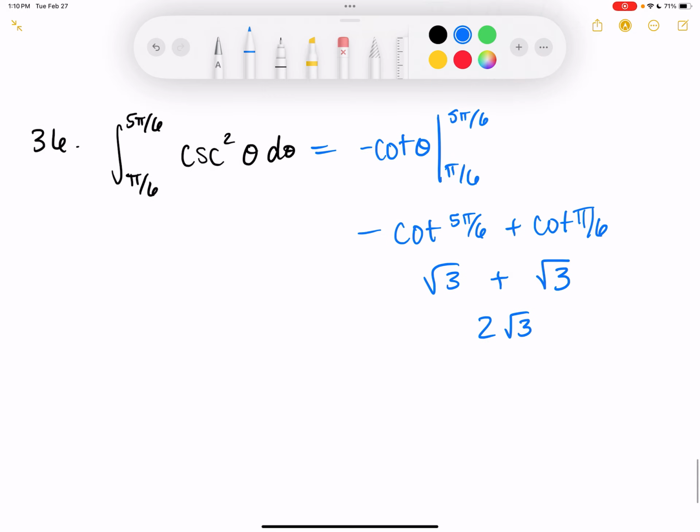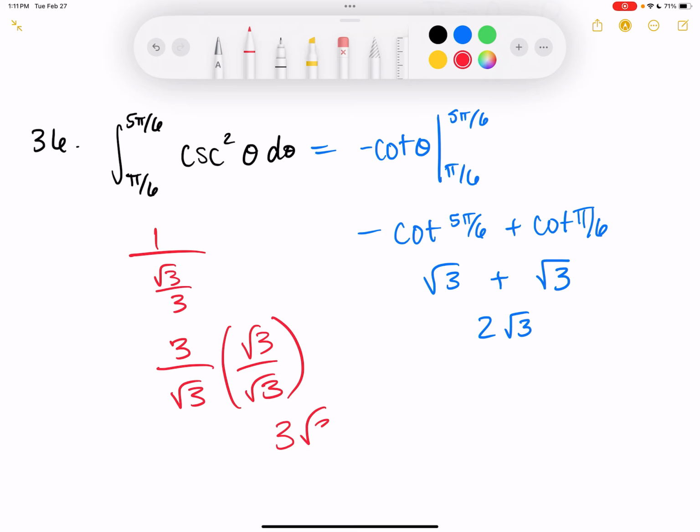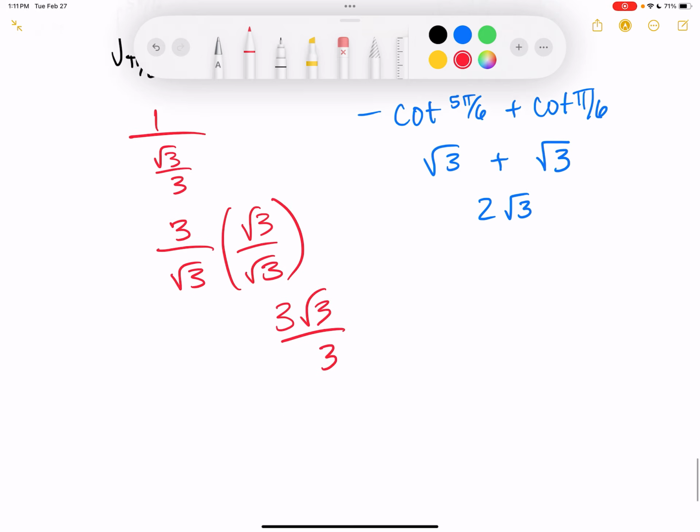Okay, 1 over root 3 over 3 is 3 over root 3. Times root 3 over root 3, which is 3 root 3 over 3. The 3's cancel, and I'm left with root 3.